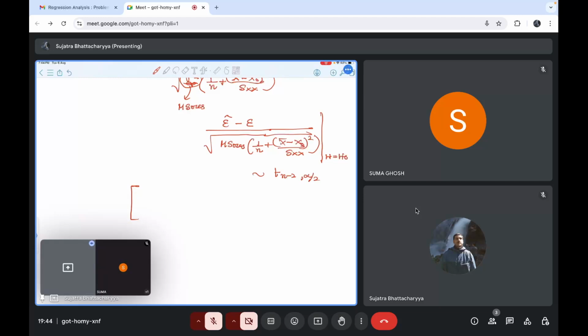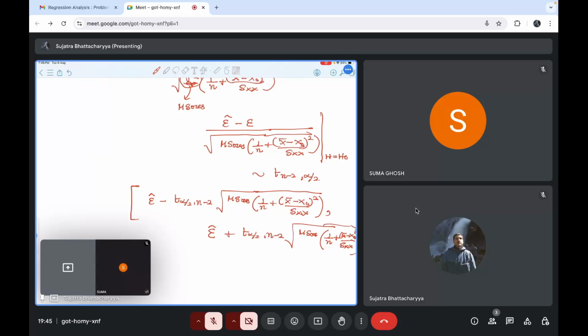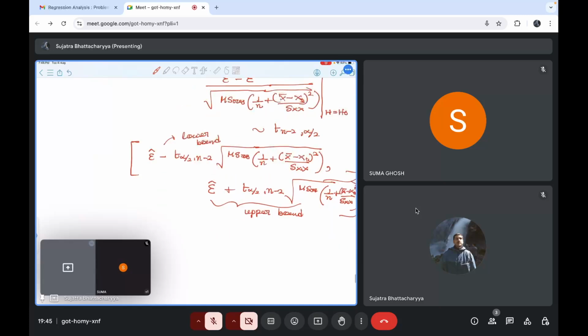So this is the confidence interval. The lower bound is e hat minus t alpha by 2, n minus 2, times root over ms residual times 1 upon n plus (x bar minus x naught) whole square by sx. The upper bound is e hat plus t alpha by 2, n minus 2, times root over the same thing: ms residual times 1 by n plus (x bar minus x naught) whole square divided by sx. So this is your confidence interval, with the upper bound and the lower bound.